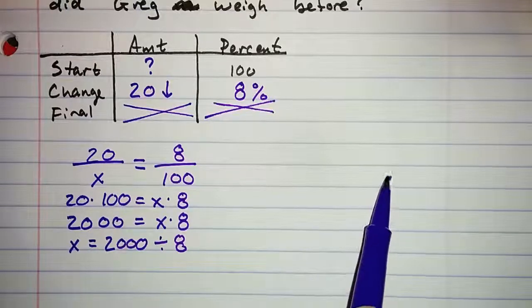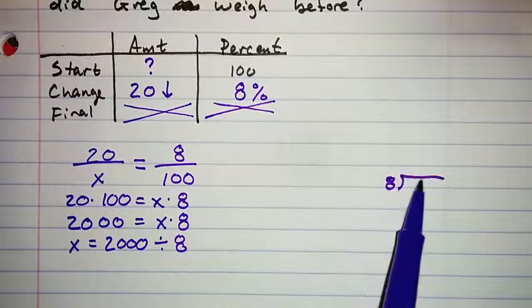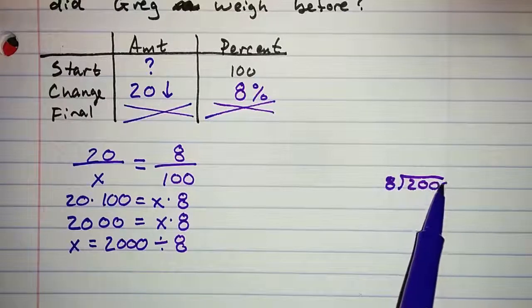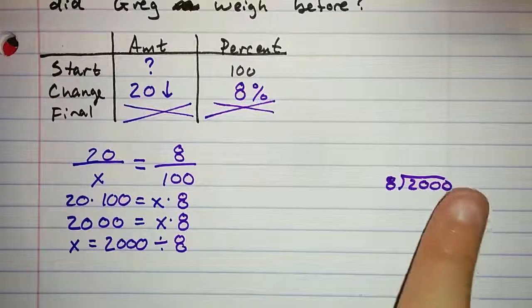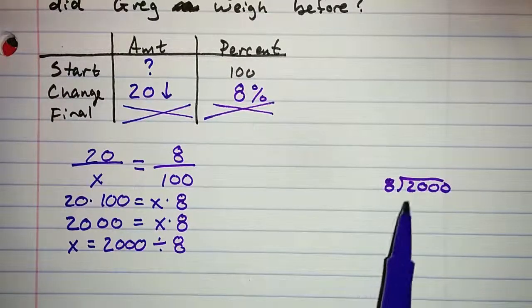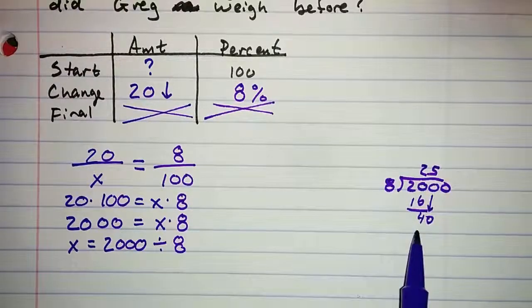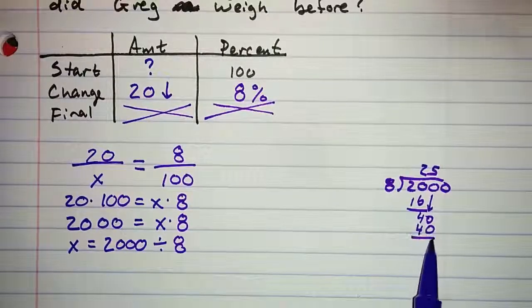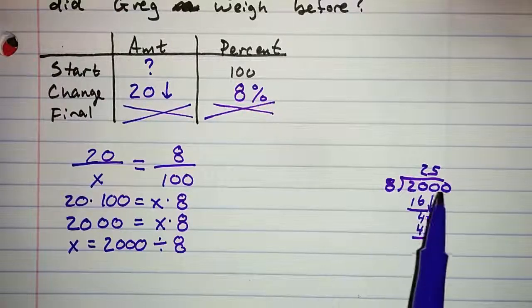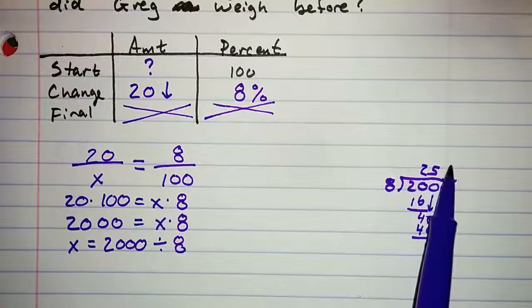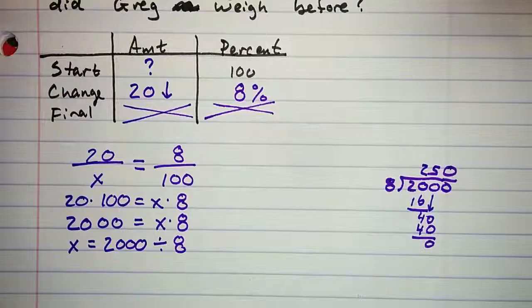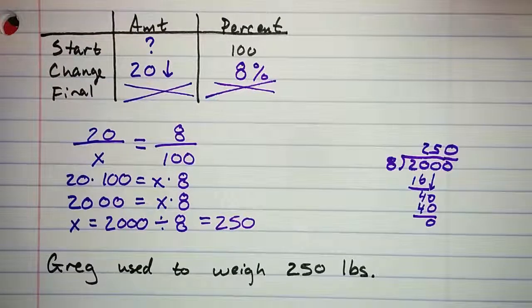So dividing 8 into 2,000. 8 goes into 20 twice. 8 goes into 40 5 times. Nothing's left, but this 5 is in the tens place, so I need another 0. How much did Greg used to weigh? Greg used to weigh 250 pounds.